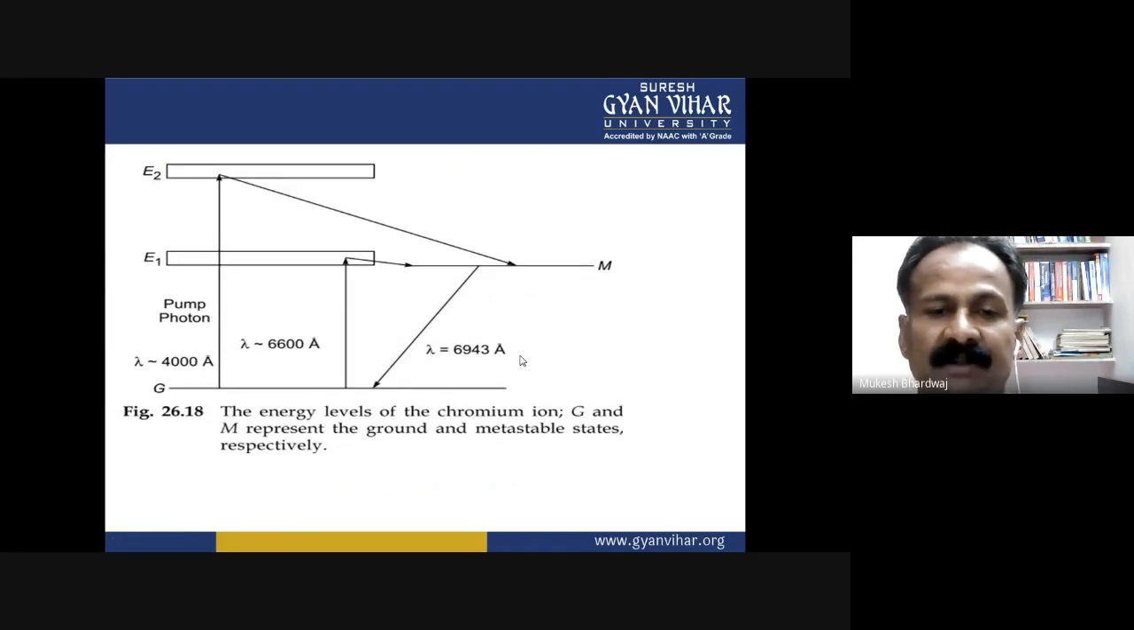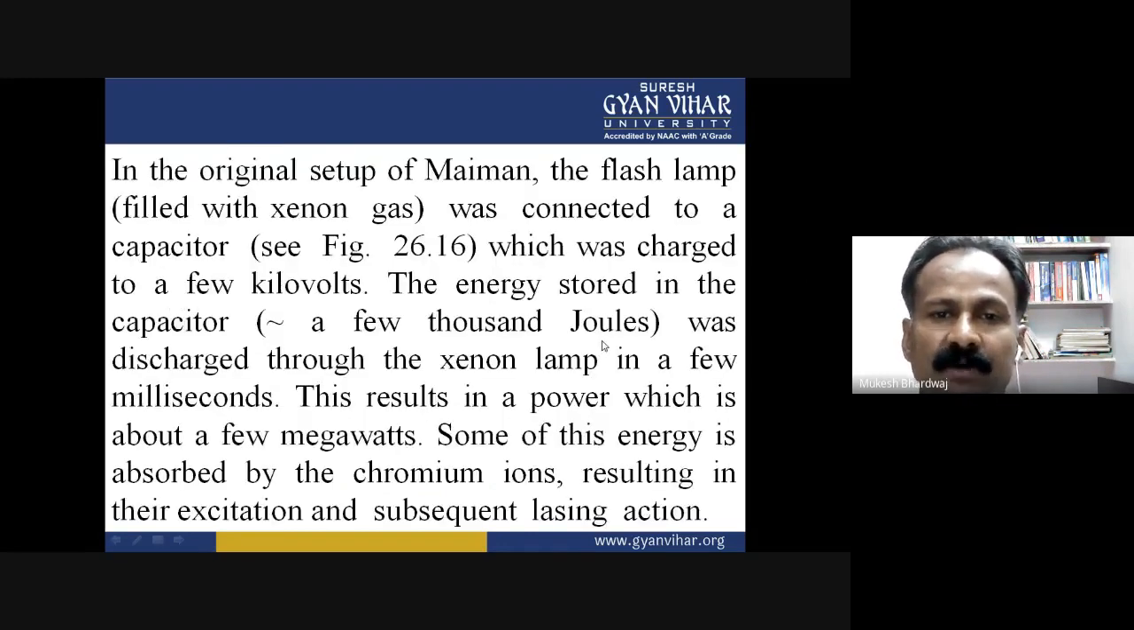This is a diagrammatic representation of the energy levels of the chromium ion. G and M represent the ground and metastable states respectively. In the original setup of Maiman, the flash lamp filled with xenon gas was connected to a capacitor, as seen in the figure, which was charged to a few kilovolts. The energy stored in the capacitor, a few thousand joules, was discharged through the xenon lamp in a few milliseconds. This results in a power of a few megawatts. Some of this energy is absorbed by the chromium ions, resulting in the excitation and subsequent lasing action.